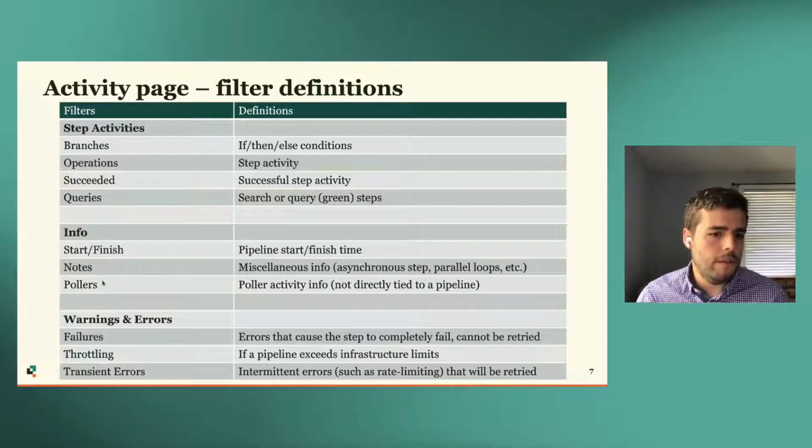Notes include more behind-the-scenes information about how your pipeline was executed, such as if it's run in parallel or the step was asynchronous. Then there's poller activity: if you have any channels running with pollers, you can view the poller activity here, which is not directly tied to a pipeline. The last category has to do with warnings or errors, such as failures, which are errors that cause the step to completely fail and can't be retried. There's throttling, which is if your pipeline exceeds limits that we have within pipelines. And then there are transient errors, which are intermittent errors that can be retried multiple times, such as rate limiting or another intermittent error.